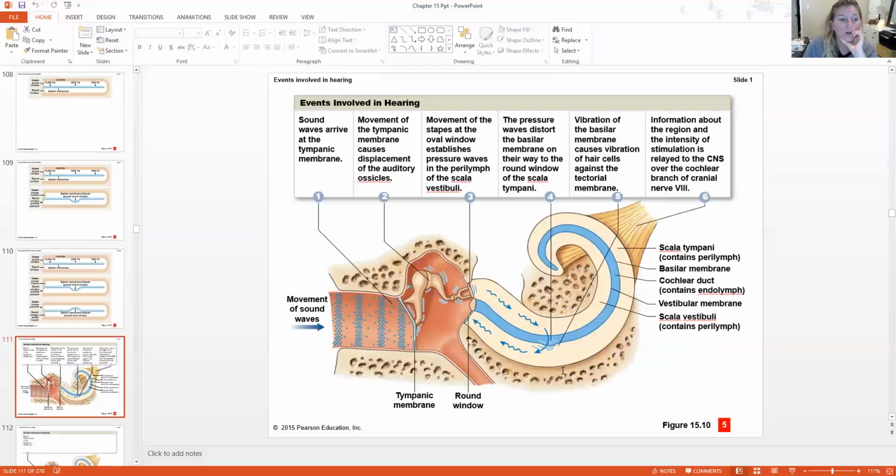So, overall events involved in hearing. Sound waves arrive at the tympanic membrane. Movement of the tympanic membrane causes the displacement of our ossicles. The movement of the stapes pushes on the oval window.